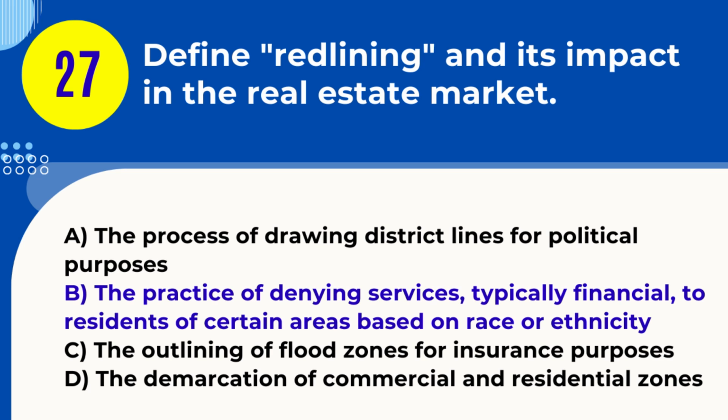Answer. B. The practice of denying services, typically financial, to residents of certain areas based on race or ethnicity. Explanation. Redlining is a discriminatory practice where services like banking, insurance, and access to loans are denied to people based on their race or ethnicity, typically affecting certain neighborhoods or areas.